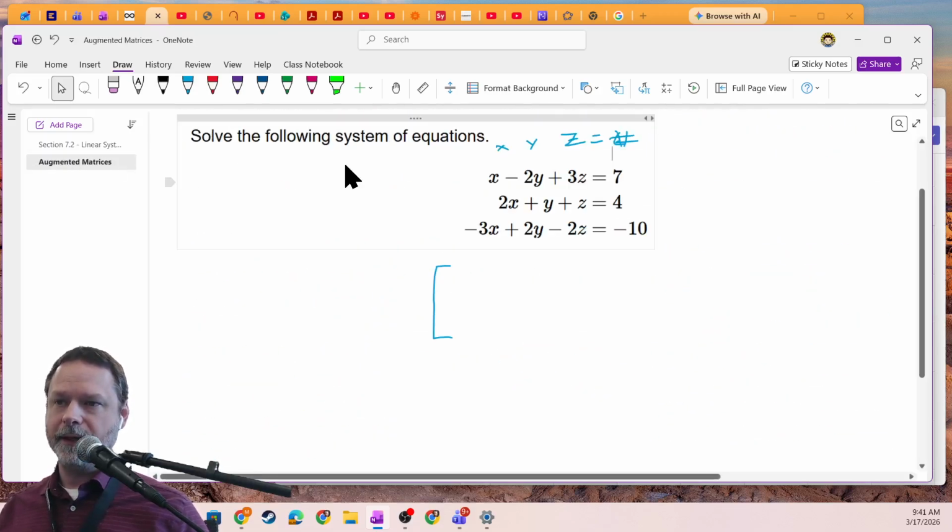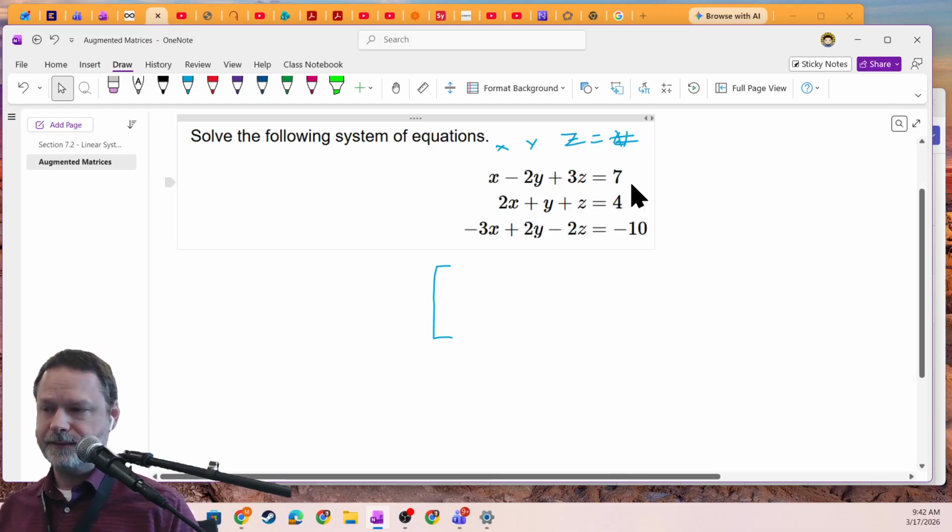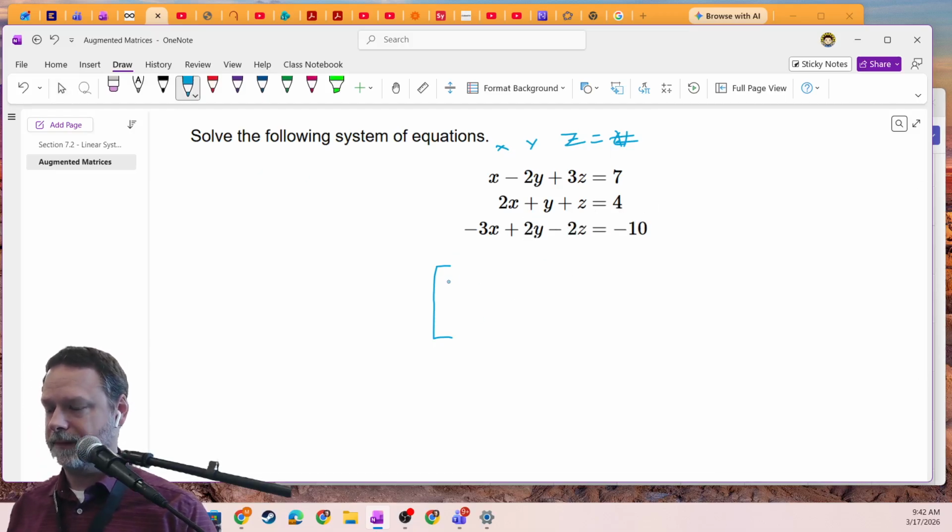We can do that with augmented matrices, but we can even go further. We just manipulate them over and over again until we get 1x plus 0y plus 0z equals something. Well, then we know what x equals. And likewise, 0x plus 1y plus 0z equals something. Now I know what y is. Hope you'll see this. And that's what we're doing.